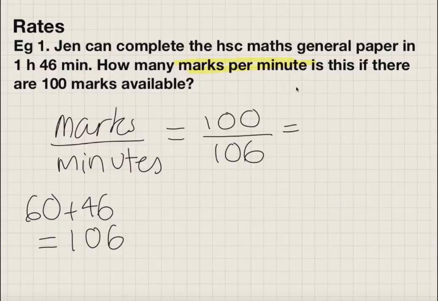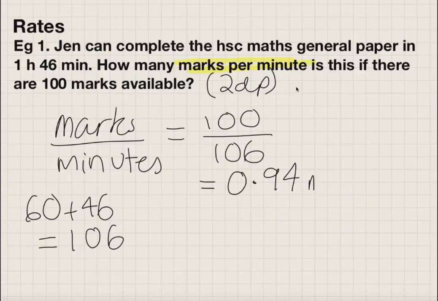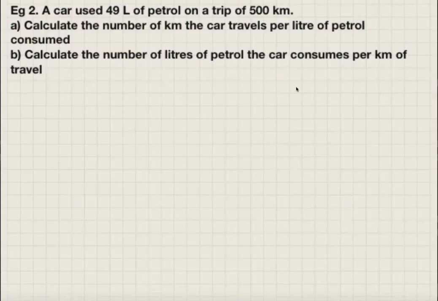And let's just put this to 2 decimal places. So using your calculator, we get 0.94 marks per minute. Okay, and that would be your final answer.